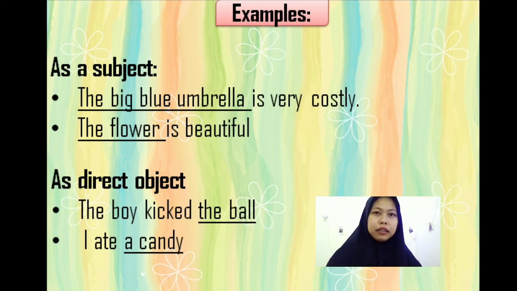And the second as a direct object, the boy kicked the ball. Well, the ball is the direct object of the sentence. And then the next, I ate a candy. It's same, a candy as a direct object or the noun phrase in the sentence.